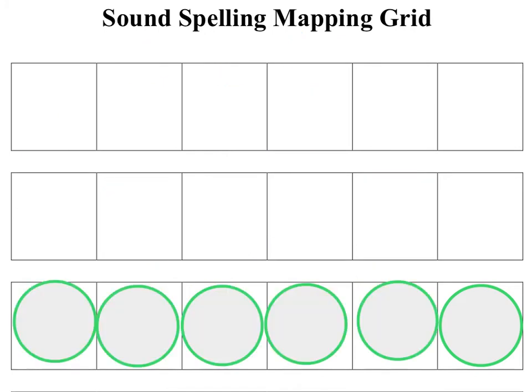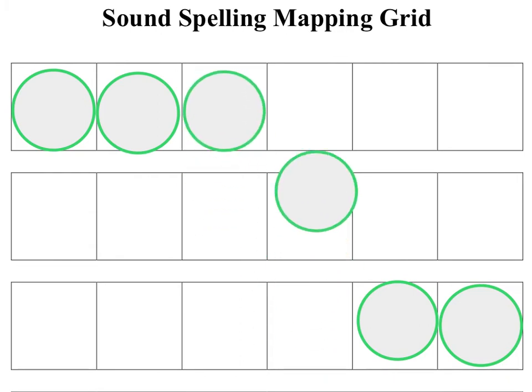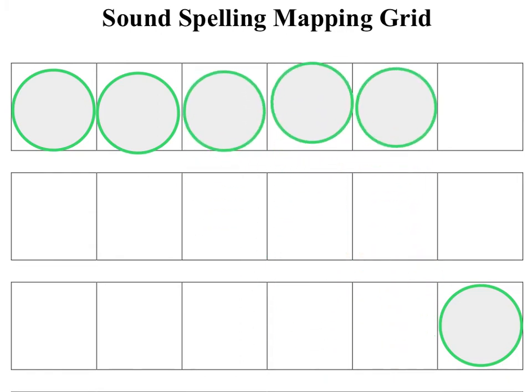All right, our next word is music. What's the word? Music. I'm going to start by pushing up my sounds. M, U, S, I, K. Music. I'm going to bring down my sounds.